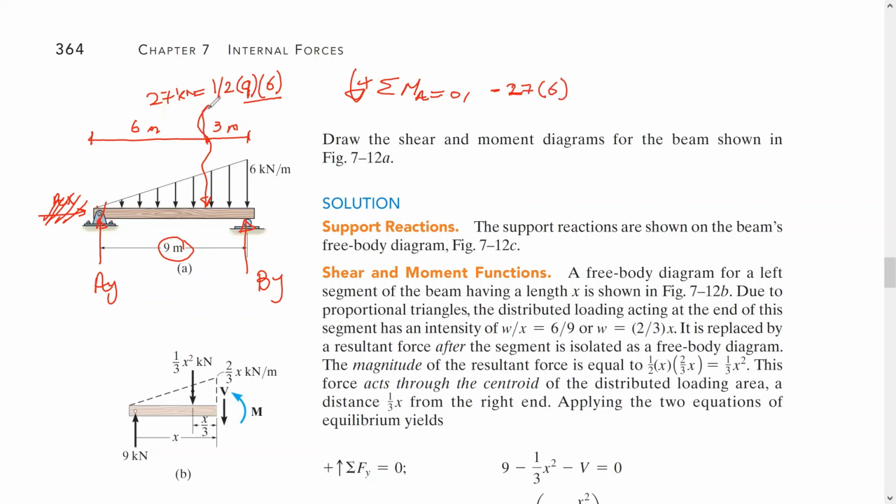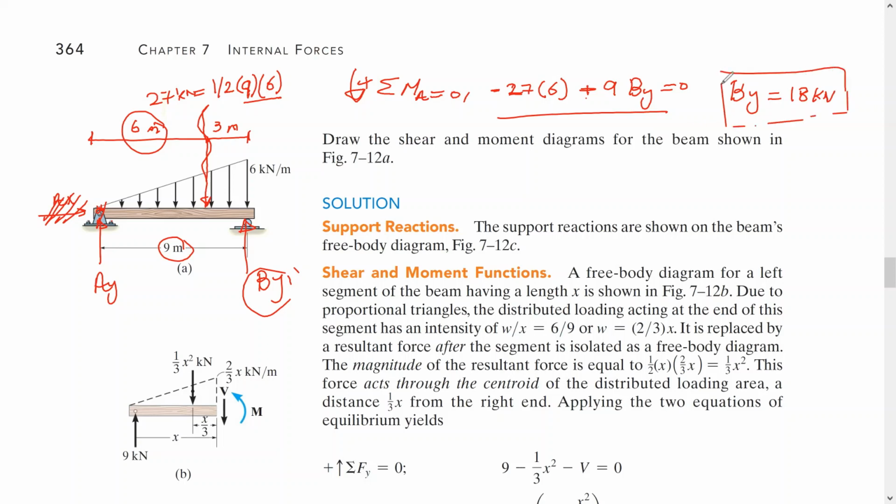The force, guys, times the distance, which is 6 till this point. Minus, because it's going to rotate the beam clockwise. And we do have this, which is plus 9 By equal 0. So one equation with one unknown, By. So By here is 18 kilonewton and the direction as indicated in the Hibbeler diagram upward.